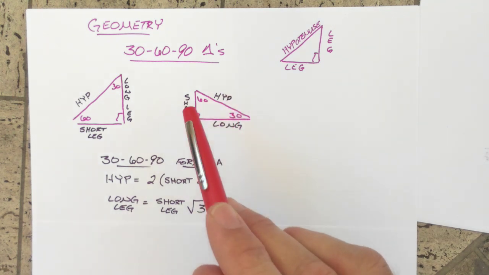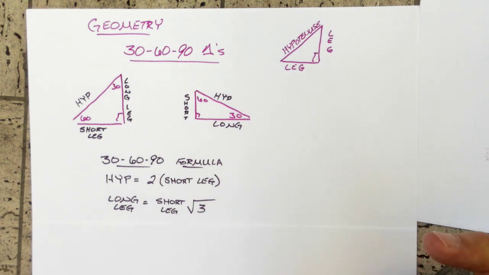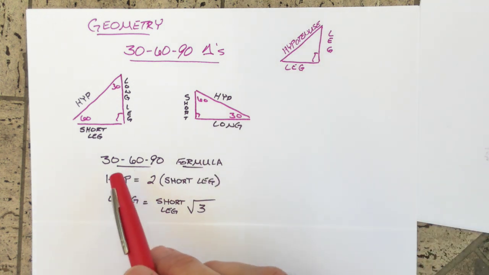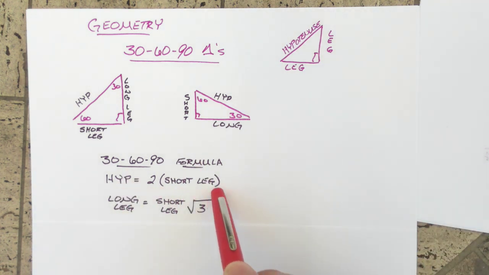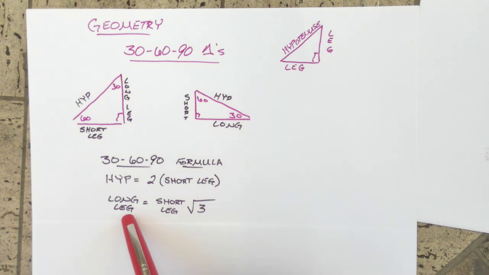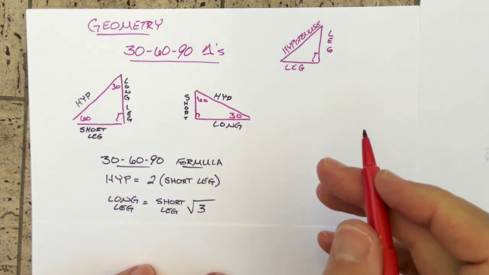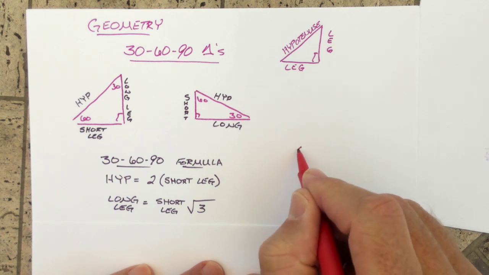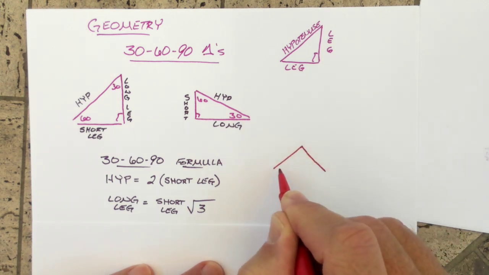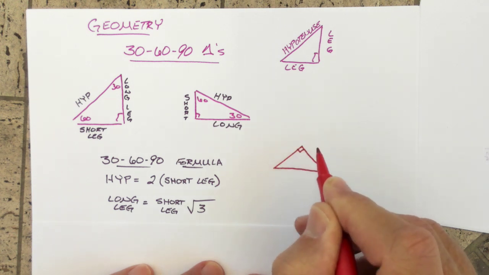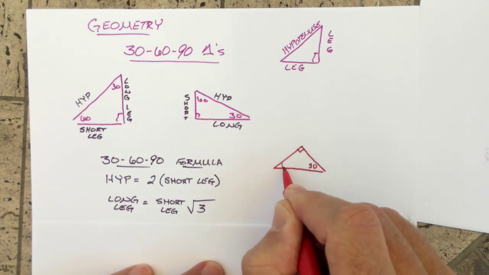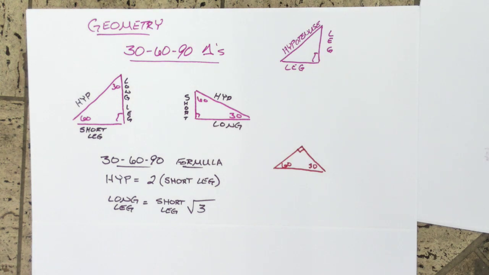So everything is dependent on the short leg and us finding the short leg. Everything. Hypotenuse equals 2 times short leg. Long leg equals short leg times the square root of 3. So let's say I gave you this right triangle. I'll give you a second to figure out which side's the short leg, and which one's the long leg.